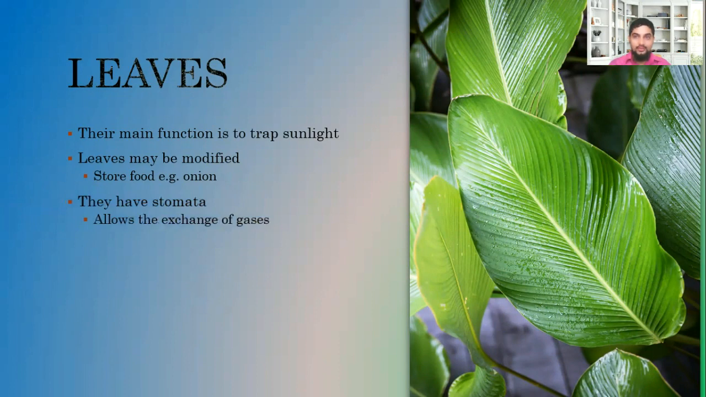Leaves have stomata. Now, stomata is the plural of the word stoma. So each pore that the leaf contains, you call that pore a stoma. And the collection of those stoma, or the plural of stoma, would be stomata. So the purpose of the stomata is to allow the exchange of gases. And you usually find the stomata on the lower section of the leaf.